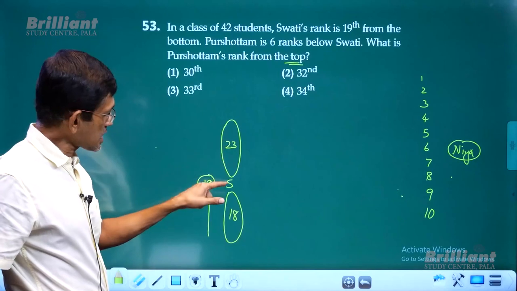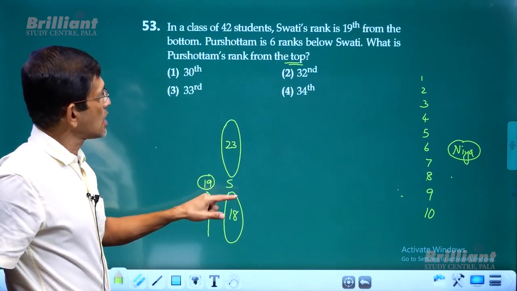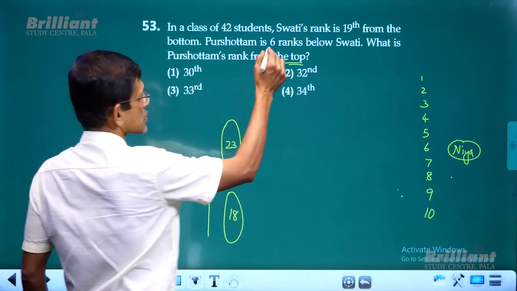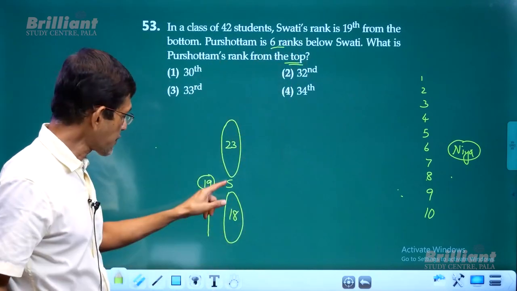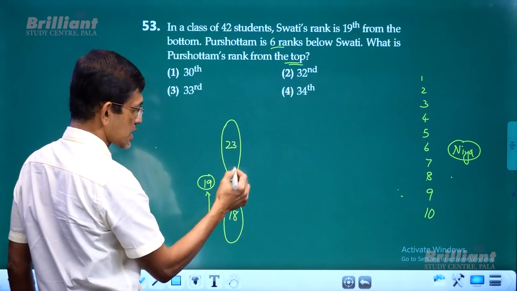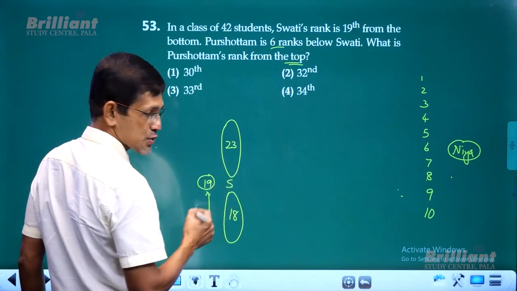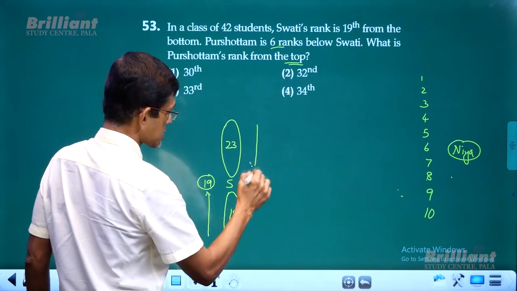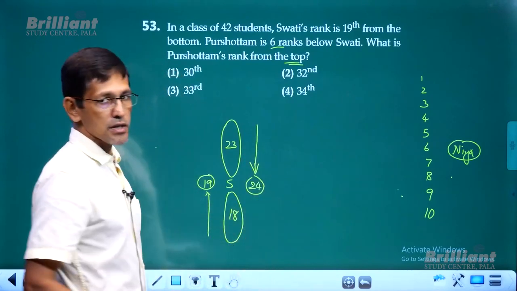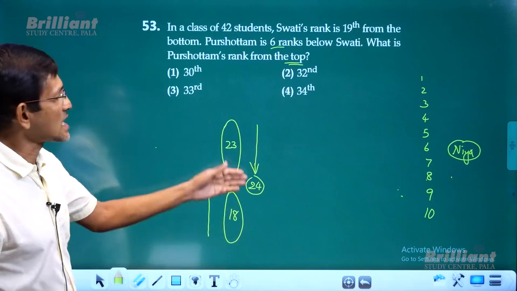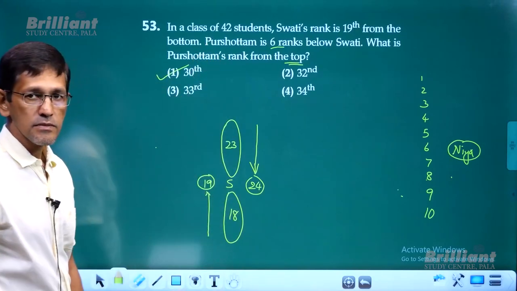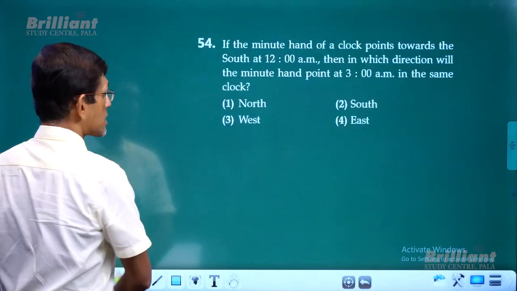So if Swati is 24th, what is Purushottam's rank from the top? Purushottam is 6 ranks below Swati. If Swati is 24th from the top, then Purushottam would be 6 ranks below that. So 24 plus 6 is 30. So the rank of Purushottam from the top would be 30. That's what it is. Okay, next one.